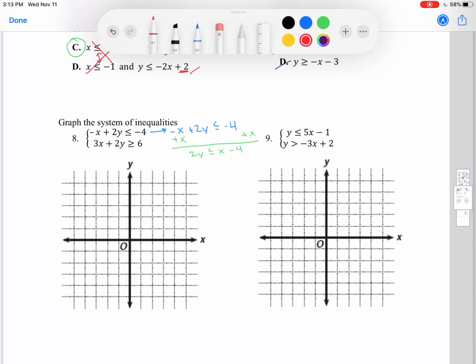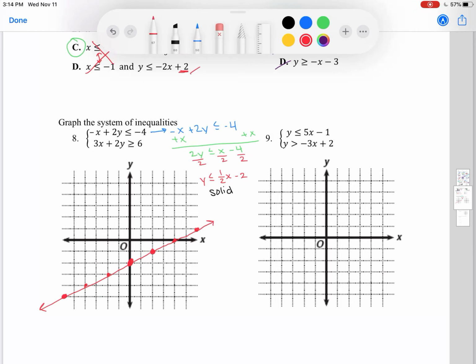So for question 8, you have negative x plus 2y is less than or equal to negative 4. We don't see this in slope-intercept form, so we need to move the x term over. That's going to give me 2y is less than or equal to x minus 4. Dividing everything by 2, that's going to give me y is less than or equal to 1/2 x minus 2. This will also tell me that it's going to be a solid line when I go to graph it. And so if I know this already, if it's in slope-intercept form, let's make a graph right away. So I'm at negative 2.